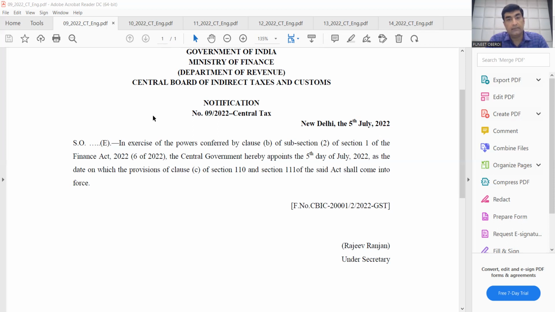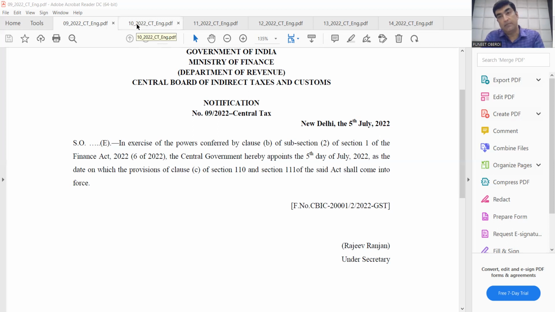There is another change in section 111, section 53, which was substituted with a new wording. Now that has also been notified. So these are the two changes which have been brought with this notification number 9/2022.